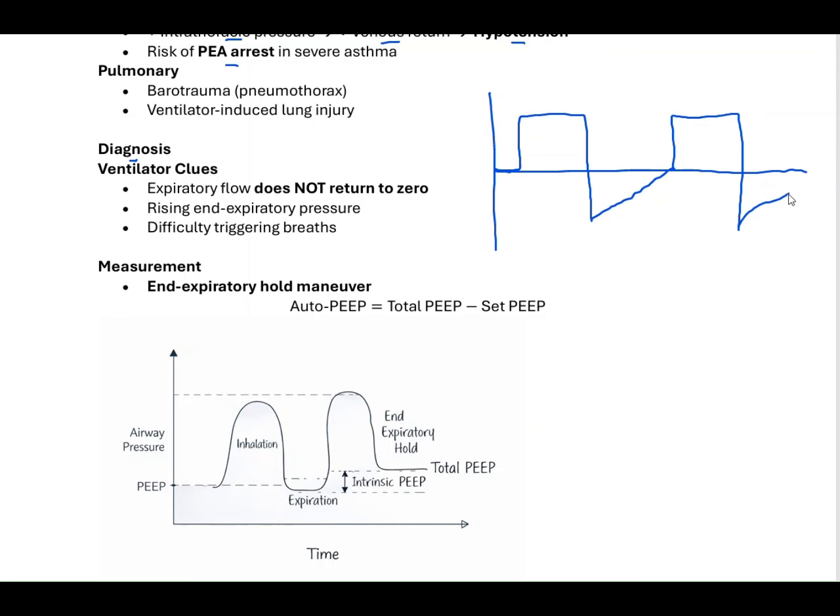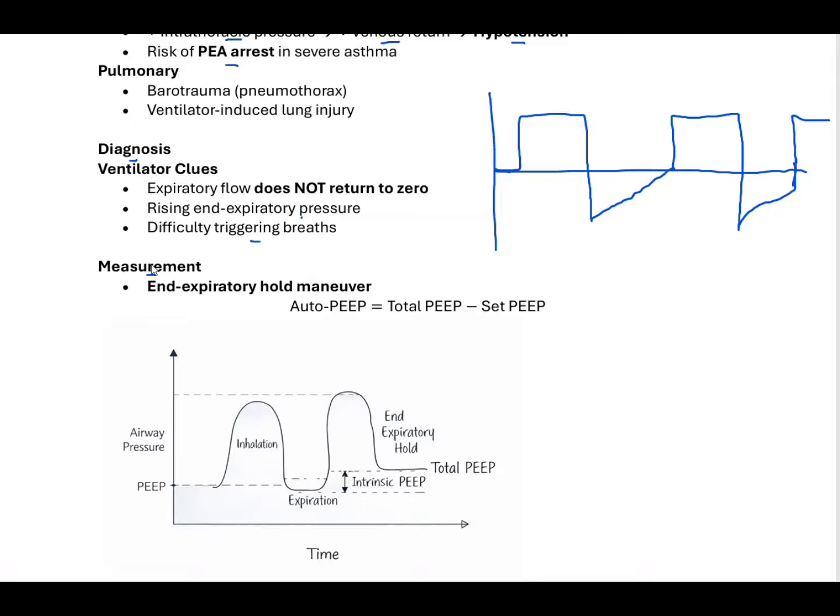So if you start seeing something like this, you can see that one did not return back to baseline before the next breath is delivered. Then that could suggest that this patient is having, they might start developing auto-PEEP, right? Also rising end expiratory pressure could also be suggestive of it. Or the patient having difficulty triggering a breath.